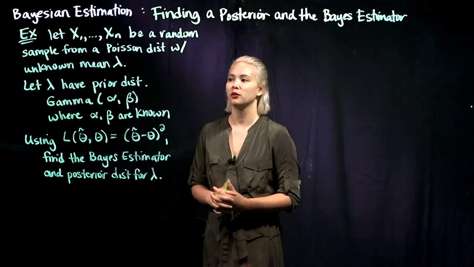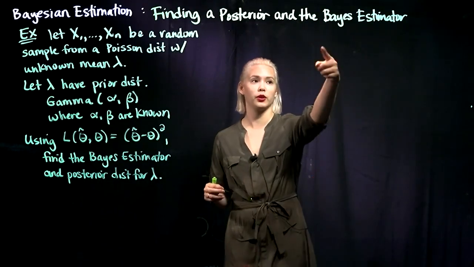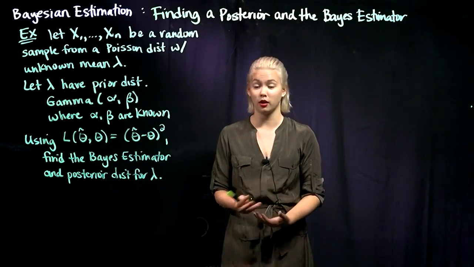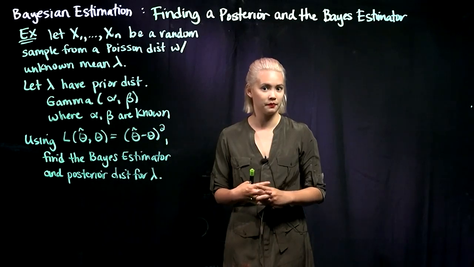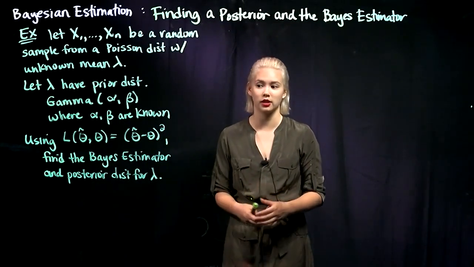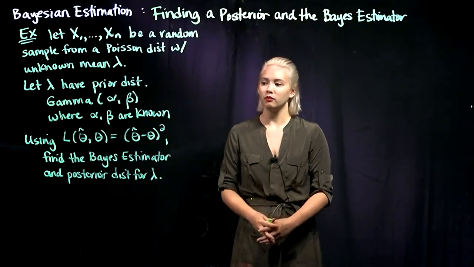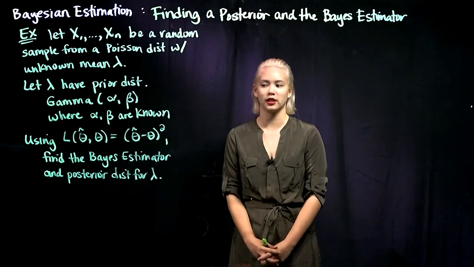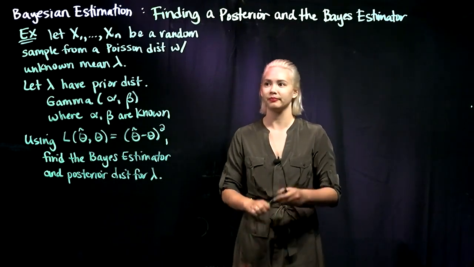We have our prior distribution, and the last thing we need for the Bayes estimator is our loss function, because remember, the Bayes estimator minimizes the expected loss. So let's choose the squared error loss, or in other words, (theta hat minus theta) squared. Using that loss function, let's find the Bayes estimator and the posterior distribution for lambda.